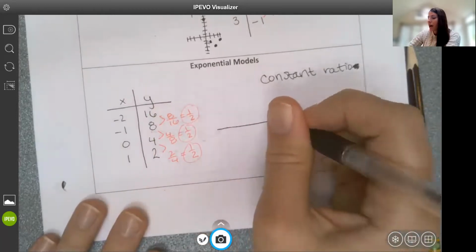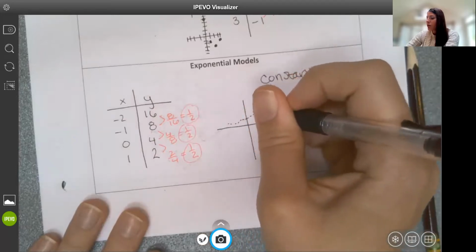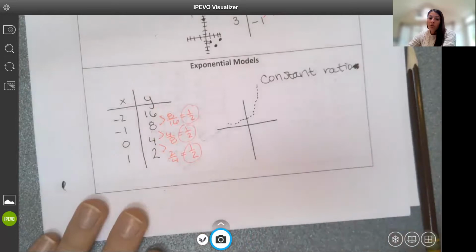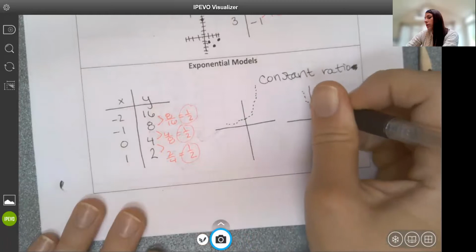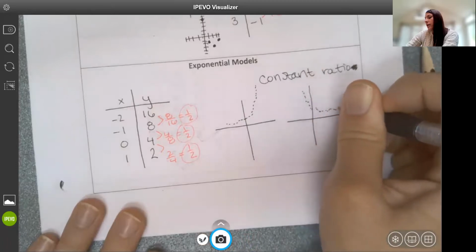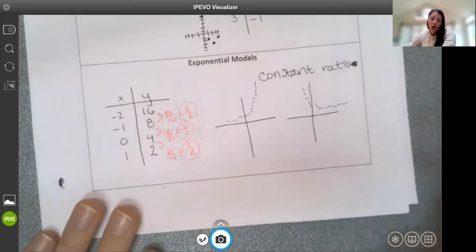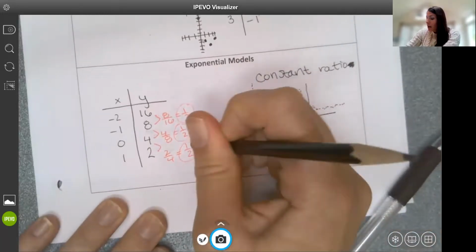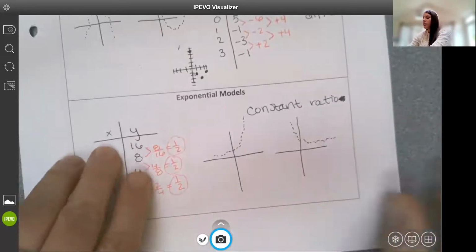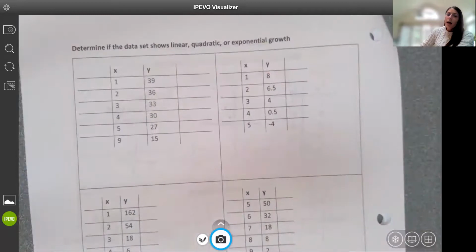Now, in terms of what our scatter plot looks like with an exponential model, well, it's either going to look a little bit like exponential growth, maybe something like that, or it's going to appear to maybe decay over time, maybe something like that. So when we start looking at scatter plots, we also want to know, what does the graph of each of these look like? Okay, so now let's look at the next page where we have just a bunch of tables. And we're going to determine what model we have based on that.